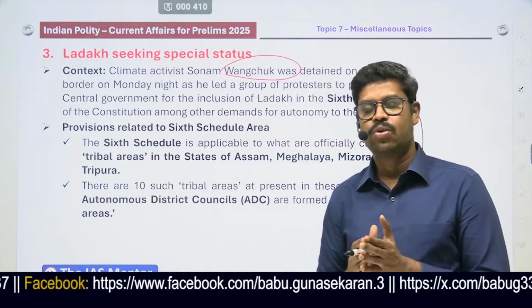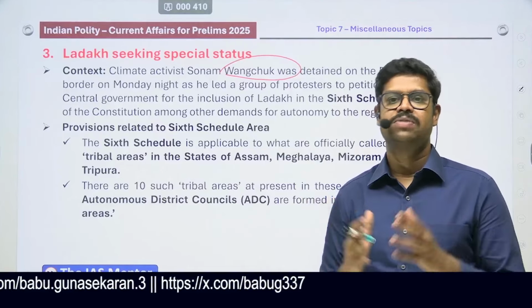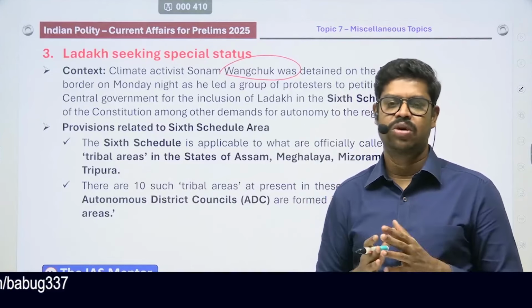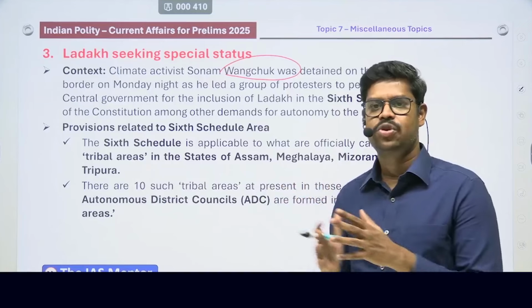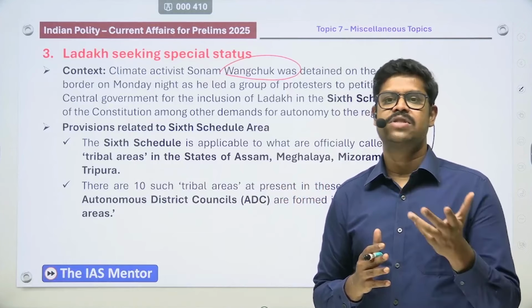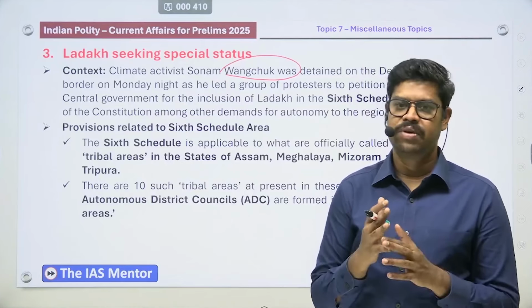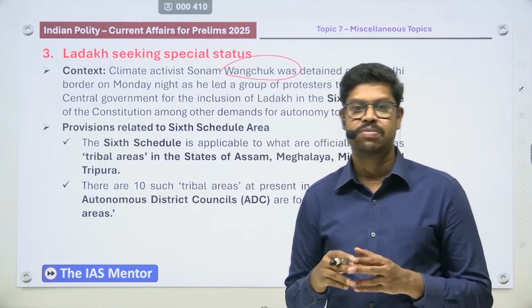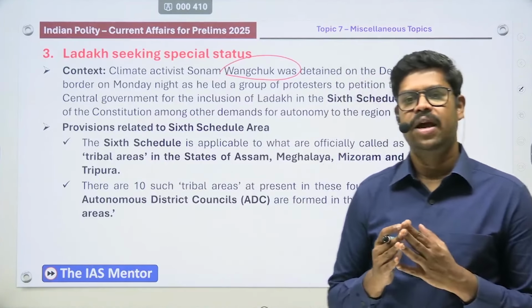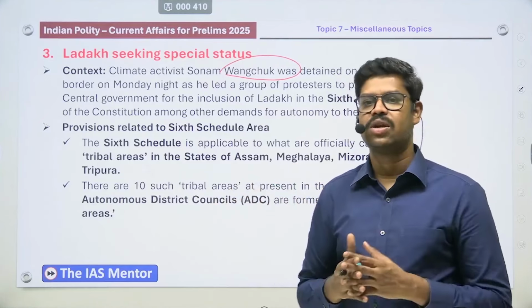Because we know that once a particular area is under the 6th Schedule, ordinary laws may not apply in that area. Under the 6th Schedule, there are 10 districts in Assam, Meghalaya, Tripura and Mizoram recognized as tribal autonomous districts, and they have a lot of powers: financial, legislative, administrative and judicial powers. Because the tribal way of life is a little different, the autonomous districts will decide all those things.